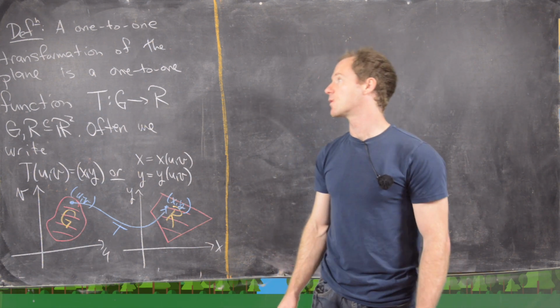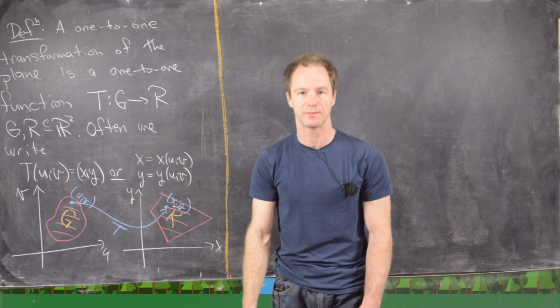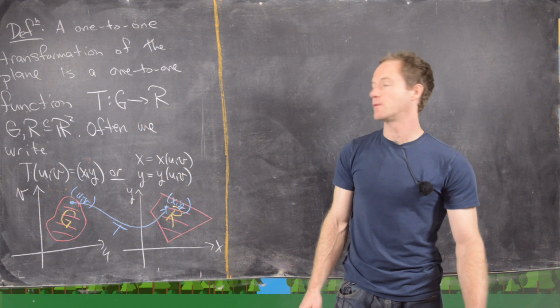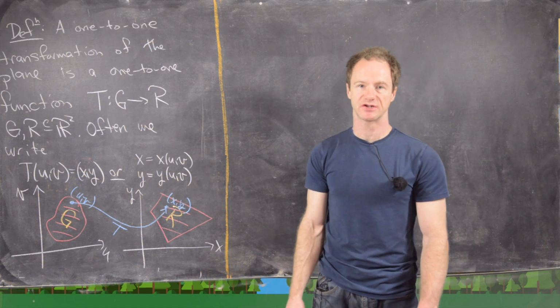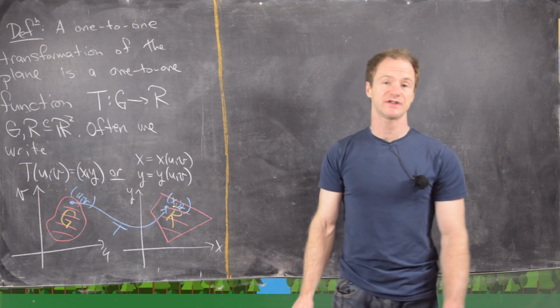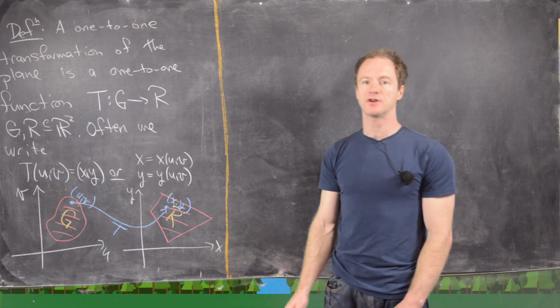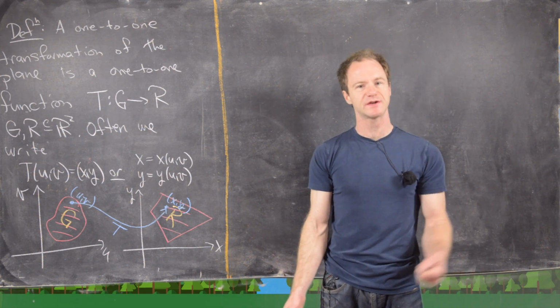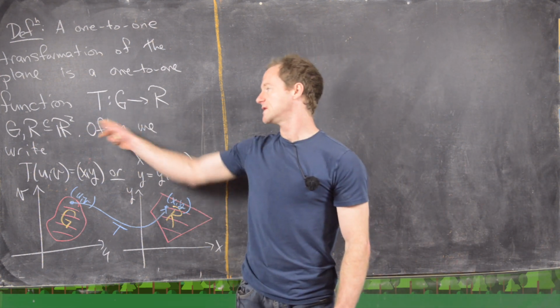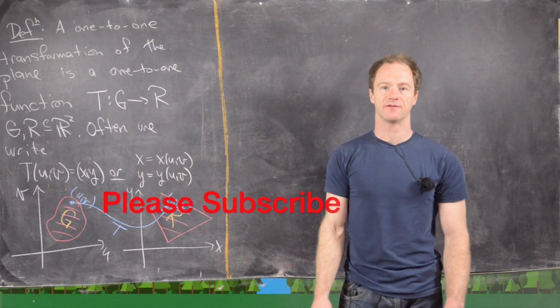Okay, in this video we're going to talk about transformations of the plane, and we're going to especially want to look at one-to-one transformations of the plane. So just to look at the definition, a one-to-one transformation of the plane is just a one-to-one function from one subset of the plane to the other subset of a plane.